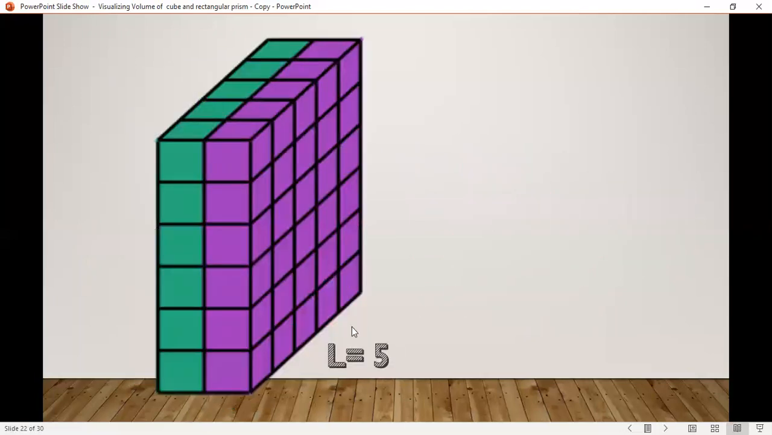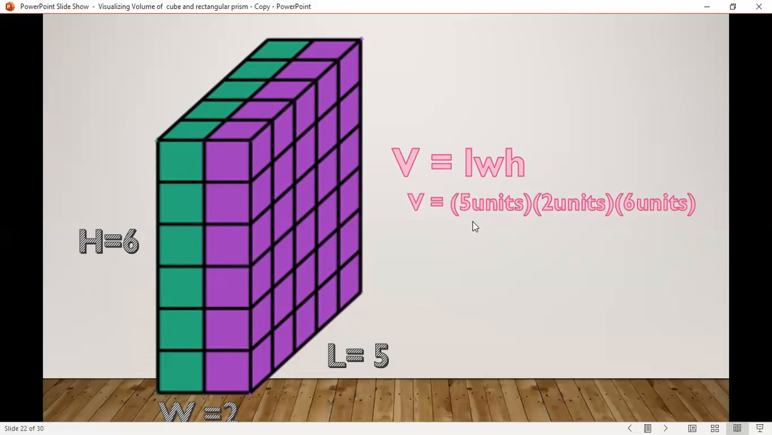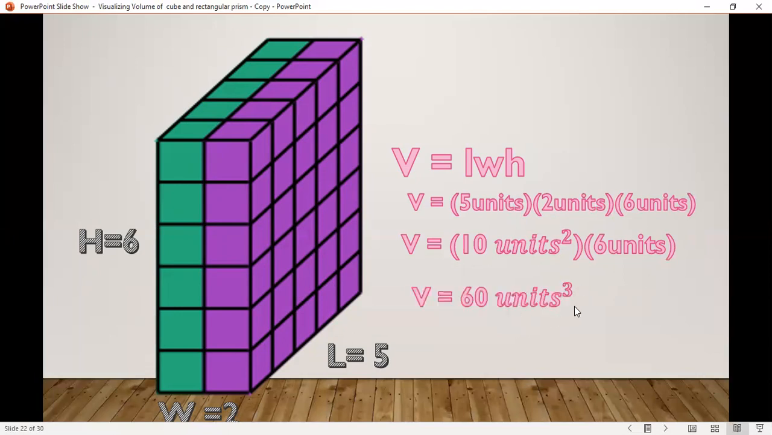Then length 5, width 2, height 6. Formula, length times width times height. Length 5 units, width 2 units, height 6 units. 5 times 2, 10 units times units, units squared times 6 units. 10 times 6, 60 units cubed.